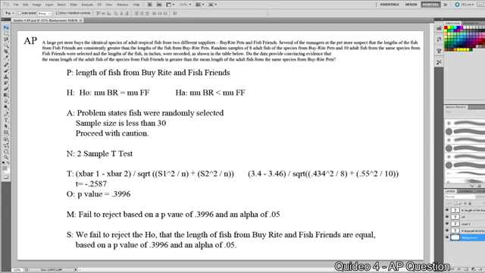0.2587. Using that, we can obtain a p-value, which is 0.3996, and that is the p-value we got from our equation. So, when we move on to m, we have to fail to reject based on a p-value of 0.3996 and an alpha of 0.05.